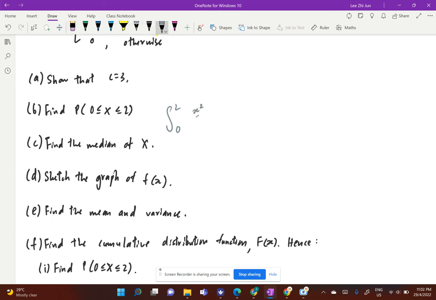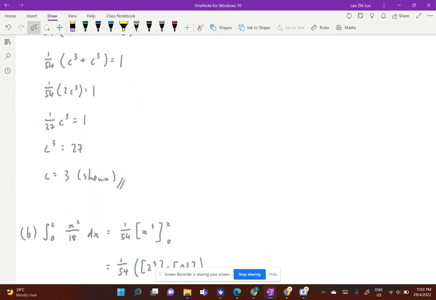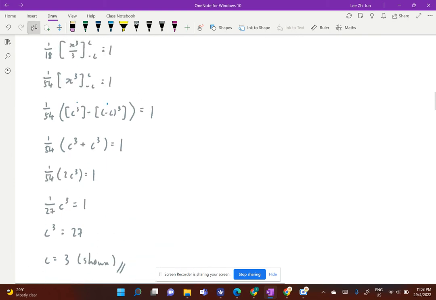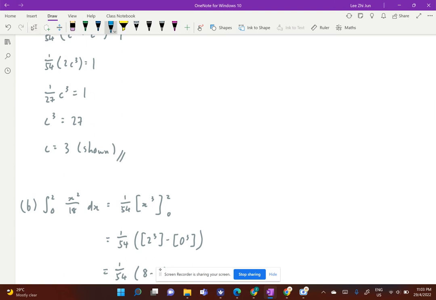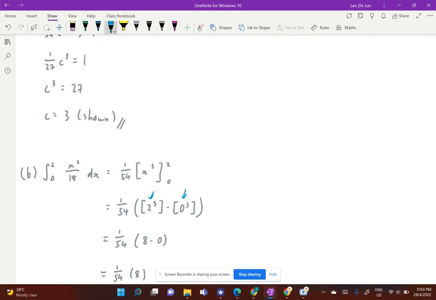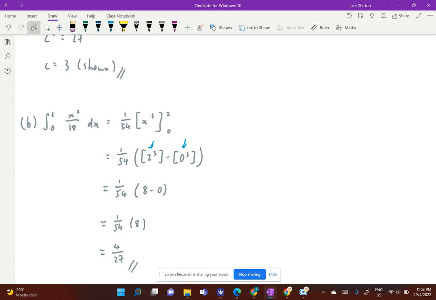20 x squared over 18 dx. So as same, I just take away integrate below 1 per 54, which from just now here. So I just sub 2 and sub 0. So 8 minus 0, so 8 times 1 per 54, so I will get 4 per 27.